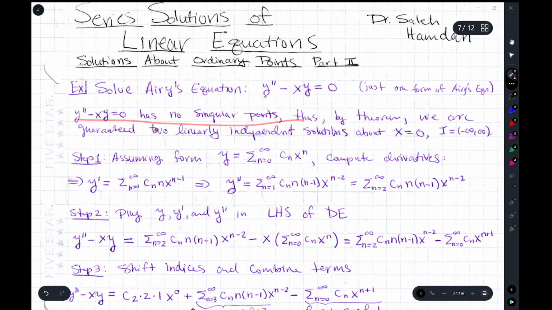Notice that this is in standard form and it has no singular points. So we could choose any ordinary point to obtain our solution about that ordinary point. And by the theorem we've discussed in the preliminaries, we're guaranteed two linearly independent solutions about an ordinary point. And so here we're going to choose x equals 0, the ordinary point x equals 0. And we'll do that for pretty much all of them.